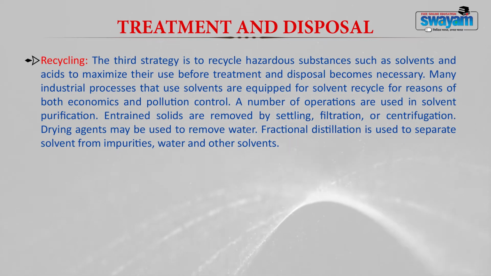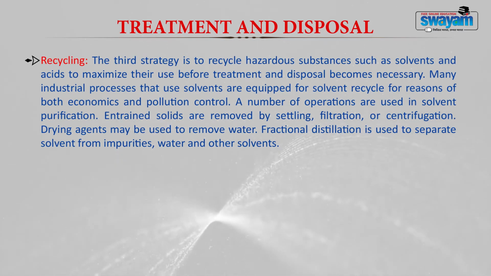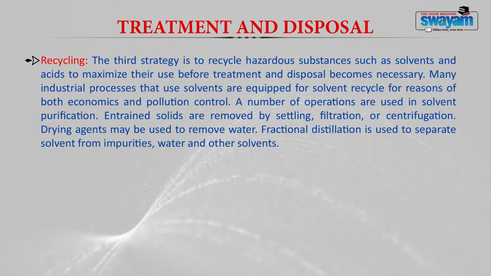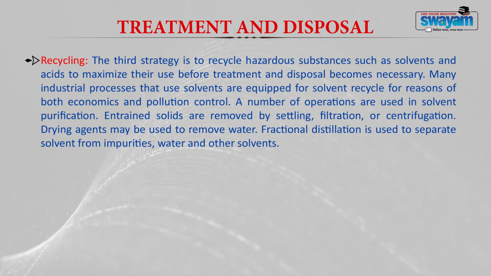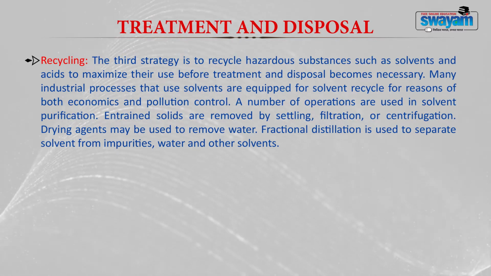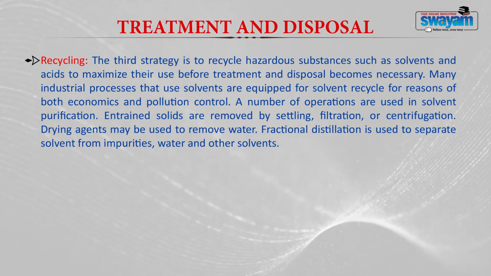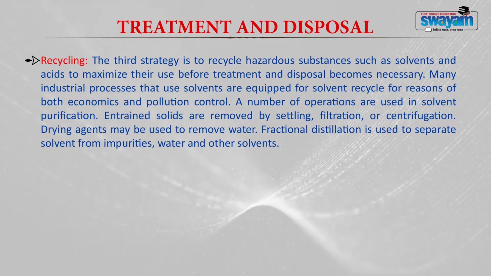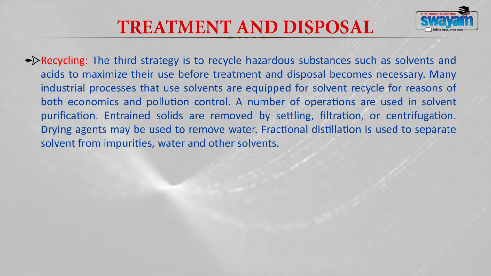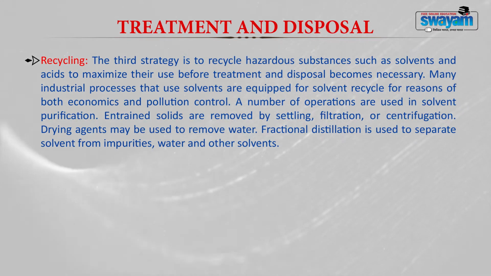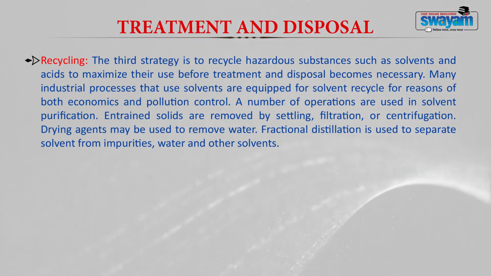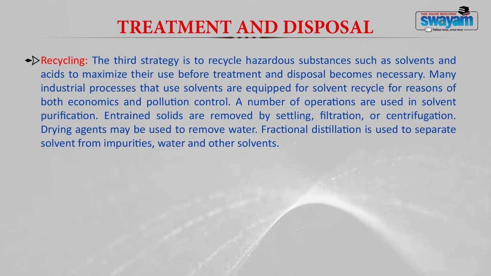The third one is recycling. The third strategy is to recycle the hazardous waste: solvents and acids which are used on a larger scale can be reused by doing certain minimum treatment and recycling. There are many industrial processes that use solvents. These solvents can be recycled by certain methods and you can reuse them. This will also save cost and avoid pollution.